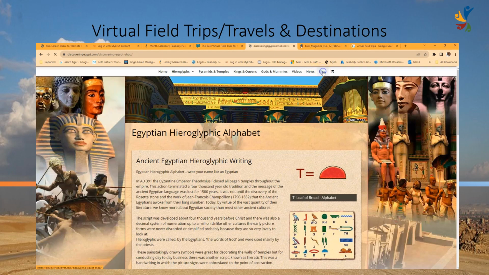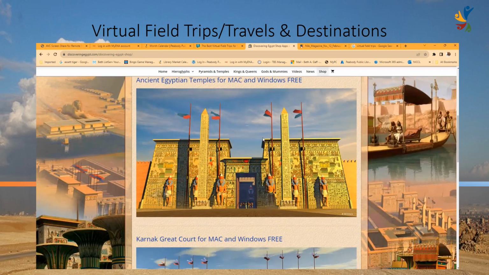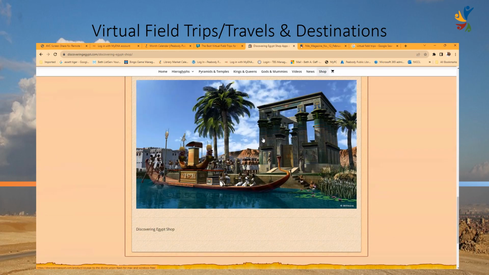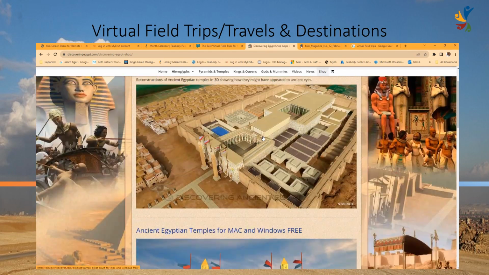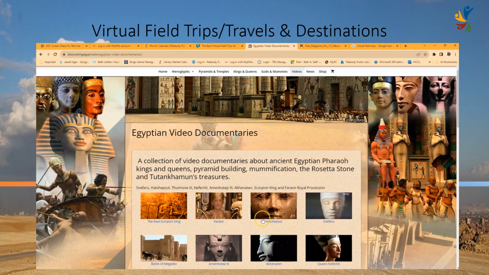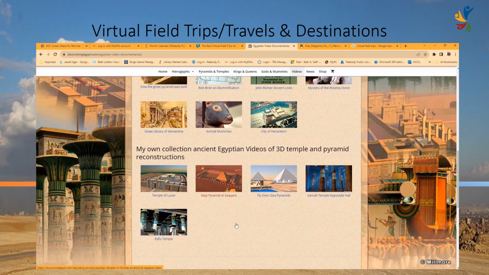You can also shop. So if you are a shopper, let's see what they got. Oh, it's loading. Okay, these are just some free images. Okay. Here's videos, so you could come in and look at different videos that are a part of Egypt and the information.